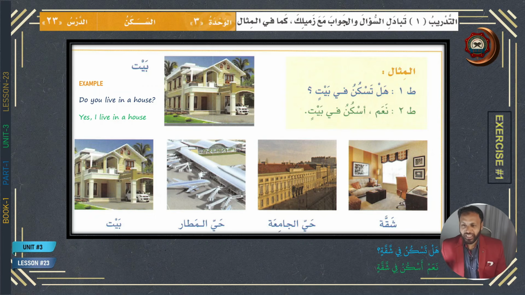Askunu fi shakkati. Sakana, yaskunu. Yaskunu will become askunu. I live, right? Sakana, he lived. Askunu, yaskunu, he lives. Askunu, I live. I live in an apartment, in a flat.